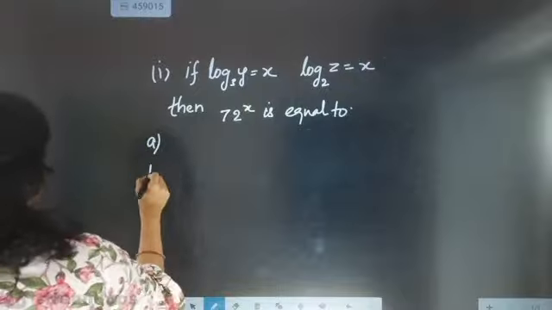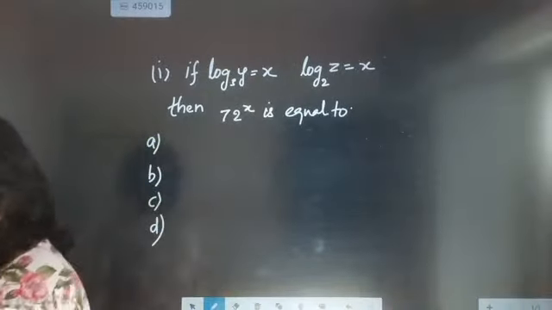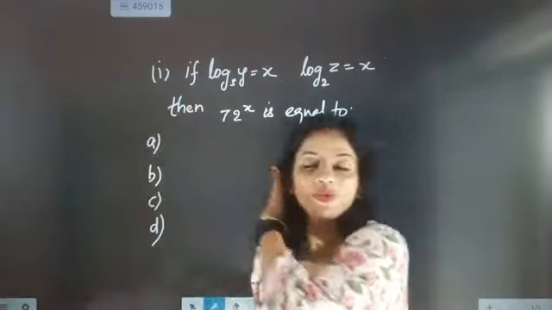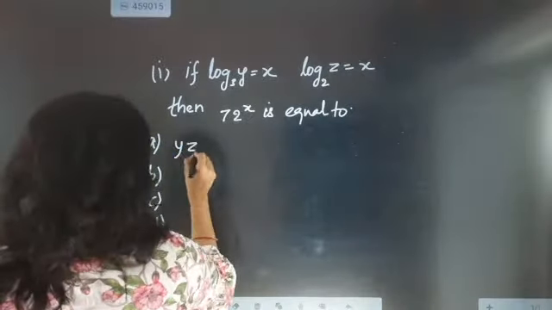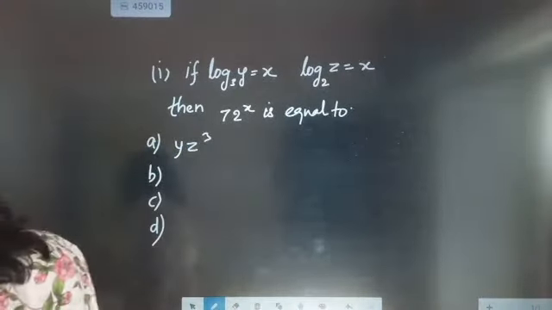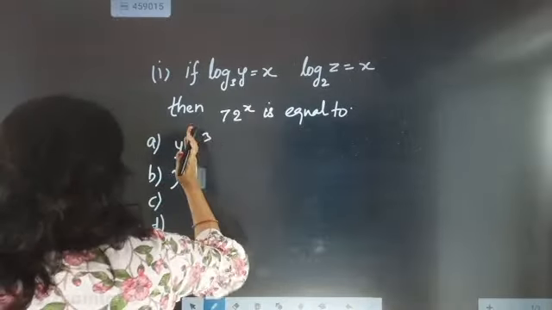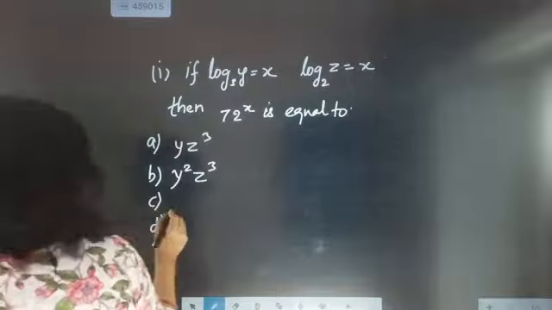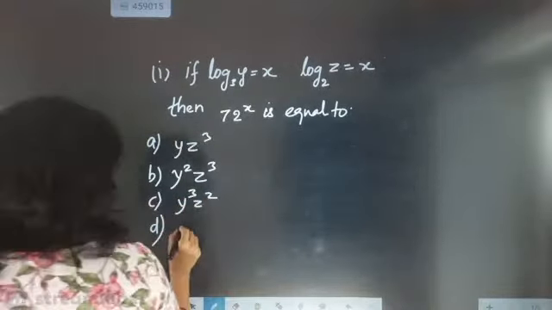Your options are, now let's see how we are going to handle this question. The options are: y z cube, y square z cube, y cube z square, and y cube z cube.